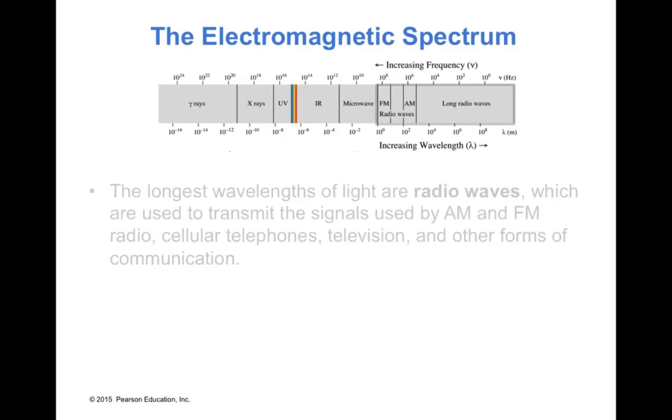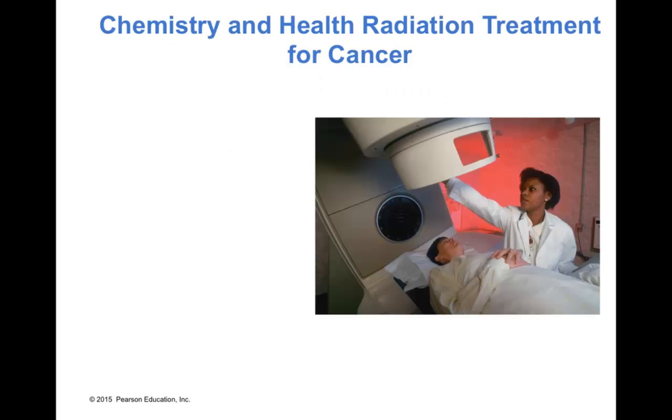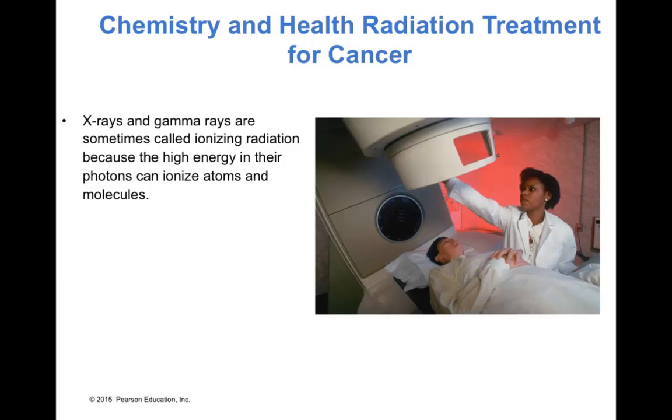And finally, the longest wavelengths of light are the radio waves, which are used to transmit the signals used by AM and FM radio, cellular telephones, television, and other forms of communication. Some of this radiation has been used for treatment against diseases.